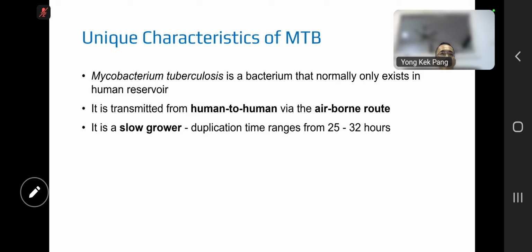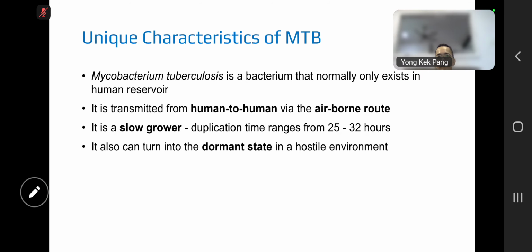The other interesting or unique feature of Mycobacterium is that it is a very slow grower. The multiplication time or the duplication time ranges from 25 to 32 hours. In contrast with other bacteria where the doubling time is usually around 20 minutes, right? So this is a super slow grower. And the other unique feature is that it can turn into the dormant state in a hostile environment for the bacteria.